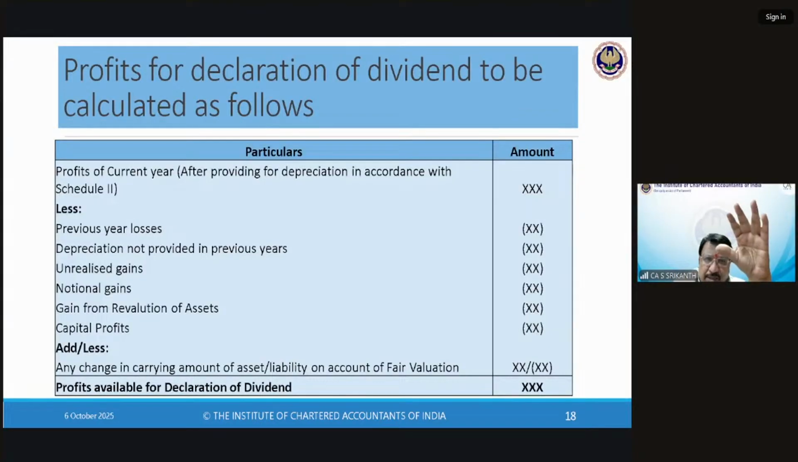The asset is shown at a certain value, that is the cost of the asset, the historical cost. Now, what you're saying is the market value of this asset is 200 crore, while I'm showing it in the balance sheet at 220 crores. Mr. Srikanth, I want to improve my balance sheet. I want to make my balance sheet look more healthy.